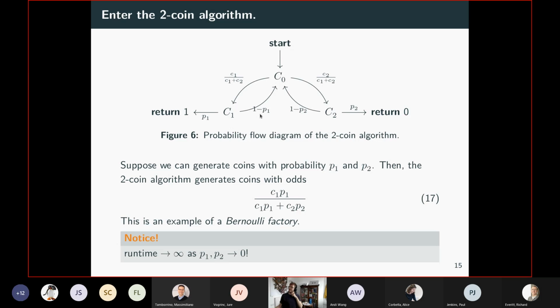And here actually you can already see what might go wrong in this algorithm, which is that if probabilities P1 and P2 are both quite small, then you can go on circling for ages. So the expected runtime of that algorithm as a function of P1 and P2 diverges to infinity as P1 and P2 become close to 0.